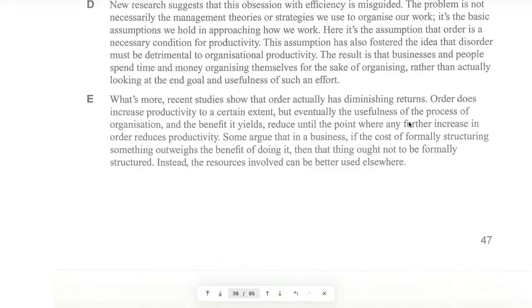But eventually, the usefulness of the process of organization, the benefit it yields, reduces until the point where any further increase in order reduces productivity. That means that after they reach a certain point of order, if they keep increasing the level of order, it doesn't help at all. That means that in an organization, if you order, do you understand order? What does that mean?